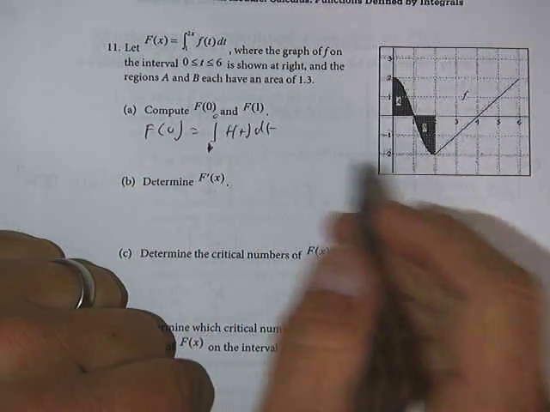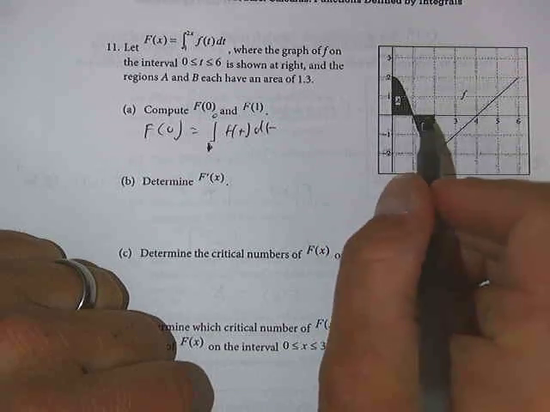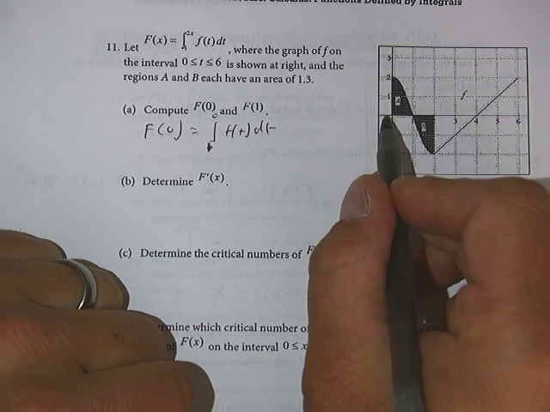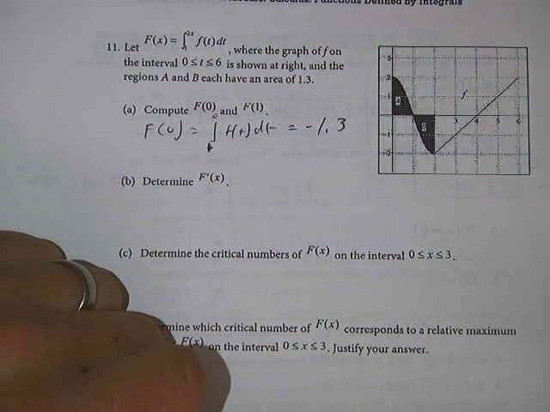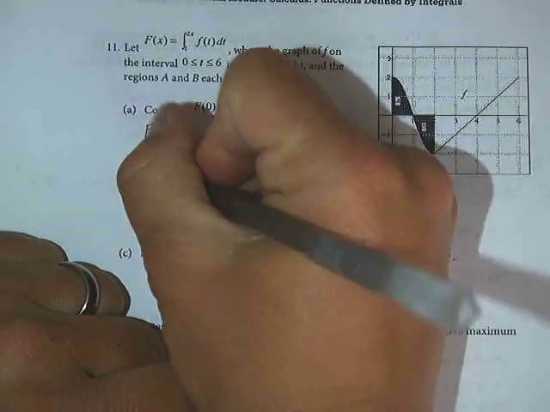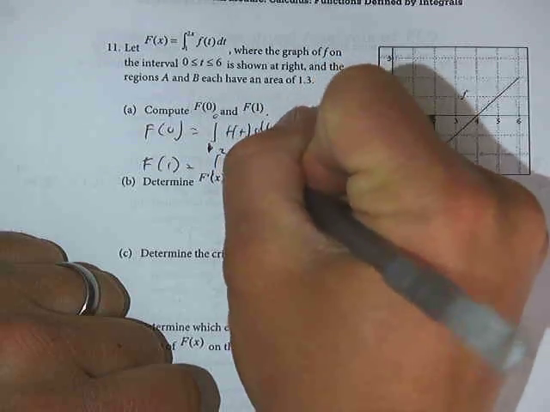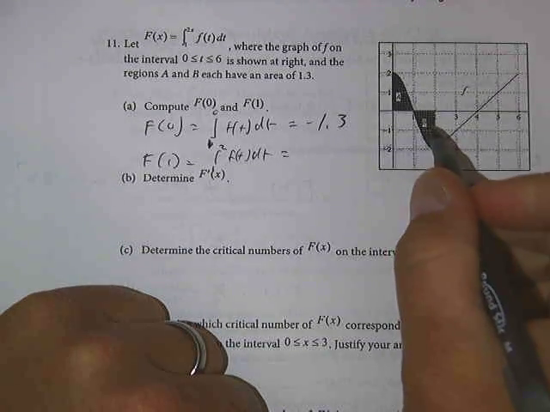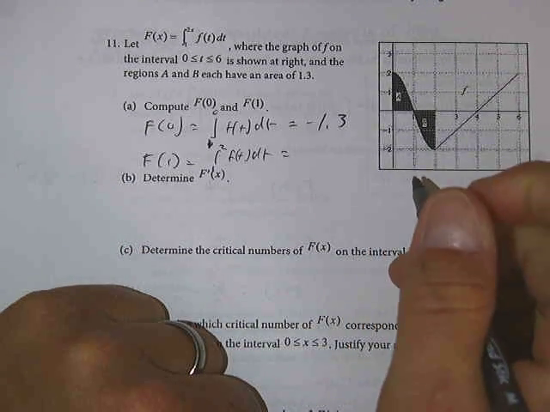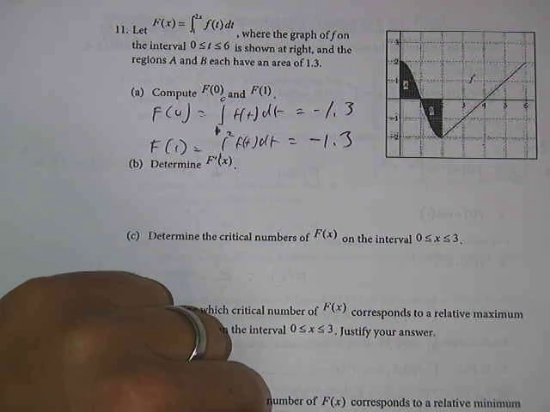So if we want the area from 1 to 0, going from 1 over to 0, the area we know is 1.3, they told us, but we're going from right to left, so it would be negative 1.3. That should have been your answer for that one. And then big F at 1 is going to be the integral from 1 to 2 of f of t dt. Going from 1 to 2, we have another 1.3, but it's below the x-axis. We're going left to right this time, but it's below the x-axis, so it would also be negative 1.3. Those should have been the two answers.